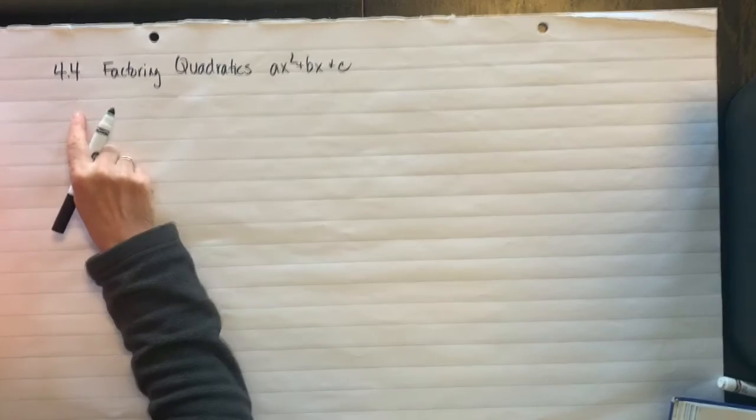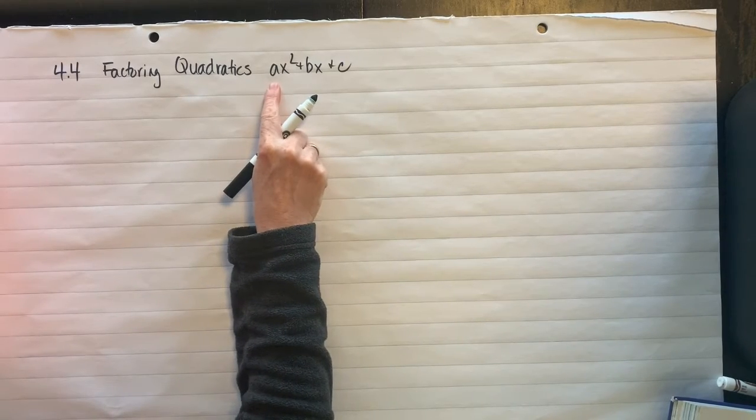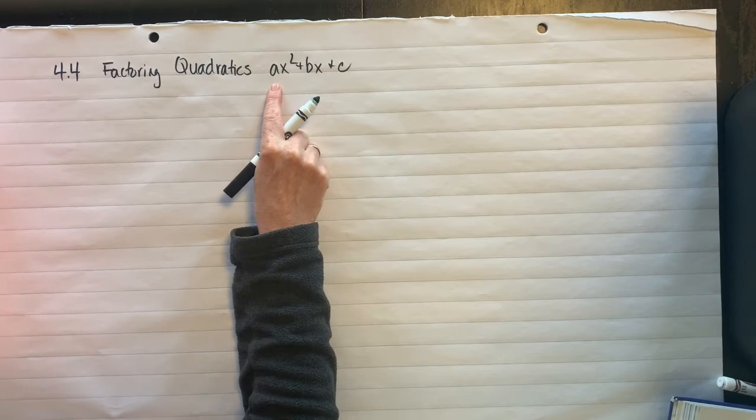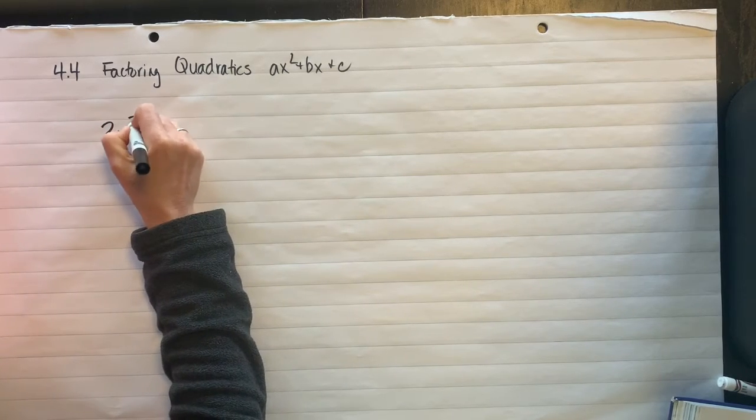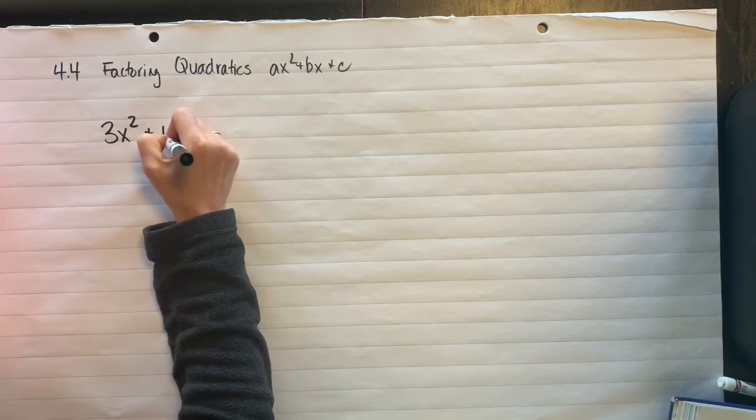Okay, 4.4, next section of the textbook. The difference here is our leading coefficient is not 1. It's the same process, but just a couple extra steps. So I'm going to do about 4 examples and then give you some homework.